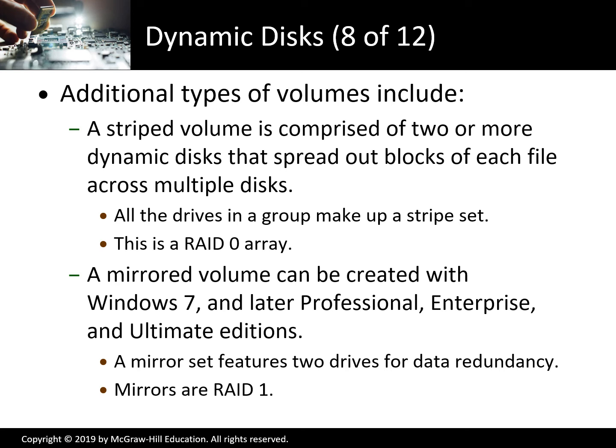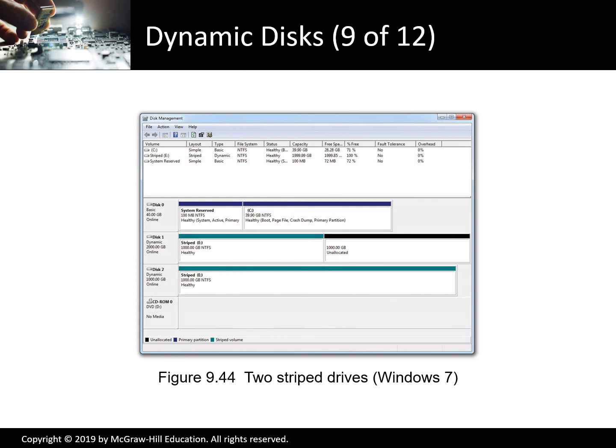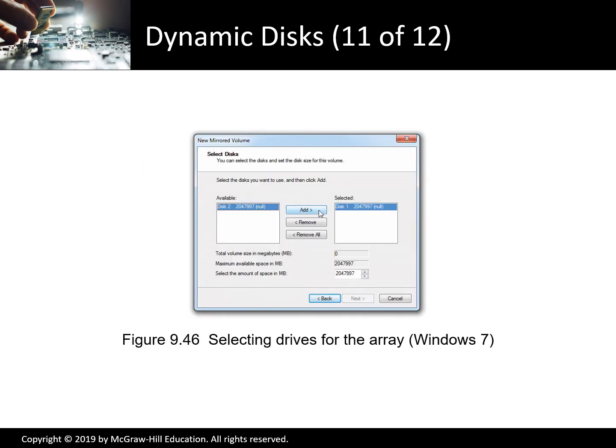Okay, additional types of volumes. A striped volume is two or more dynamic disks that spread out blocks from each file across multiple disks. That's good because you've got two SATA cables doing read-write, and it's also a way to reduce the risk of something bad happening and damaging the computer. A mirrored volume, available with Windows 7 and later, sets up two drives for data redundancy. One is the mirror of the other. If one drive fails, put in a new drive and you will be able to rebuild that mirror image.